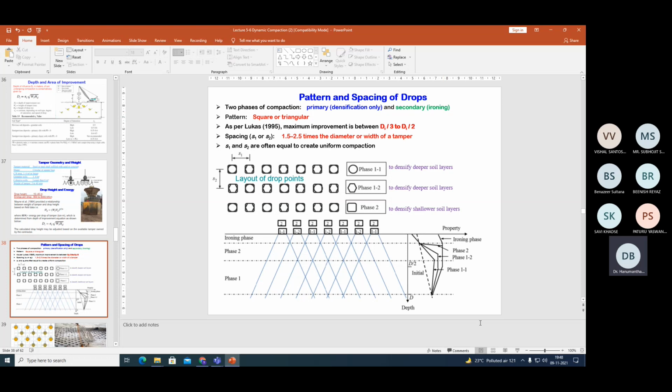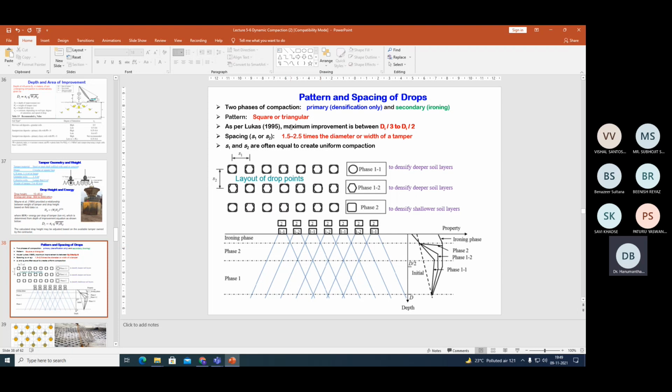Suppose you look at the bottom diagram, you can see phase 1 is meant for densifying the deeper soils. Phase 2 is also meant for the deeper soils, but not as much as phase 1. While phase 3 is meant for ironing or leveling the soil. Ironing is also called leveling the soil on the ground surface.